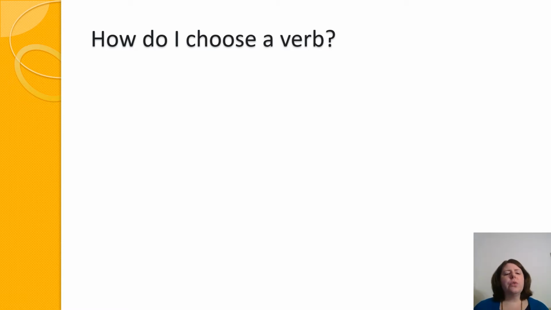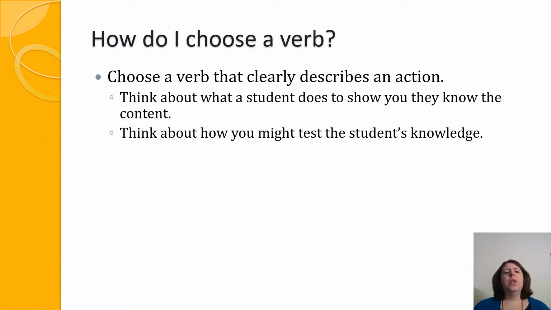So how do we choose a verb? You want to think about the action that the student will be doing and a verb that clearly describes that. So think about what the student's going to do to show you that they know the content, and then also maybe any tests you might be giving the student. If they're going to have to write a paper, or if they're going to have to design something or evaluate something, think about those tasks that student will be doing.